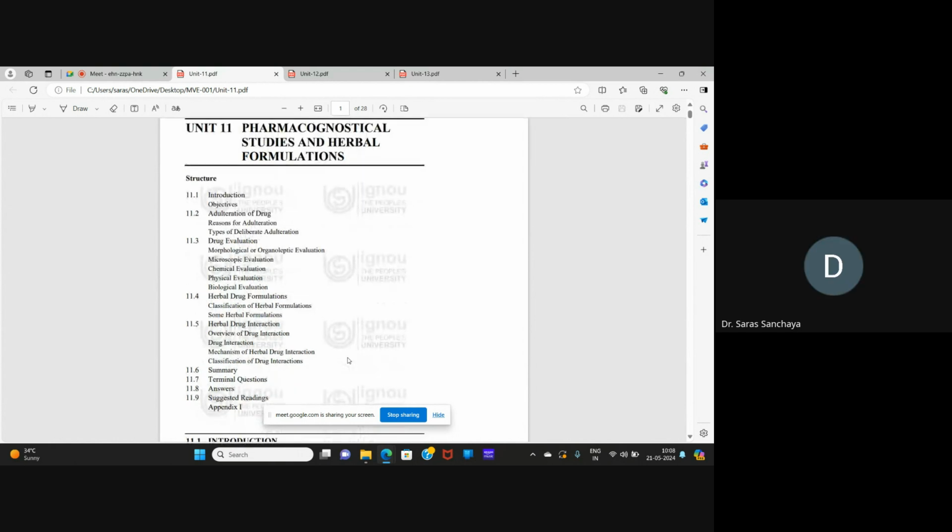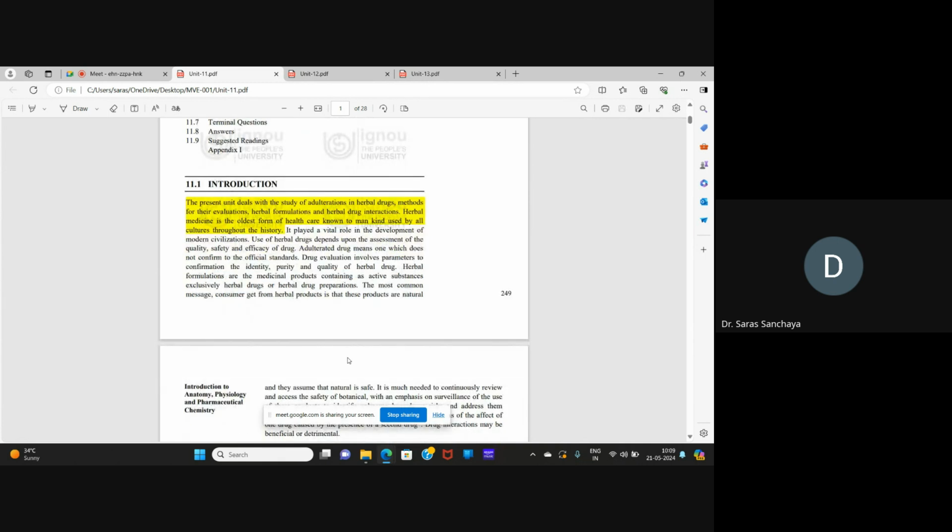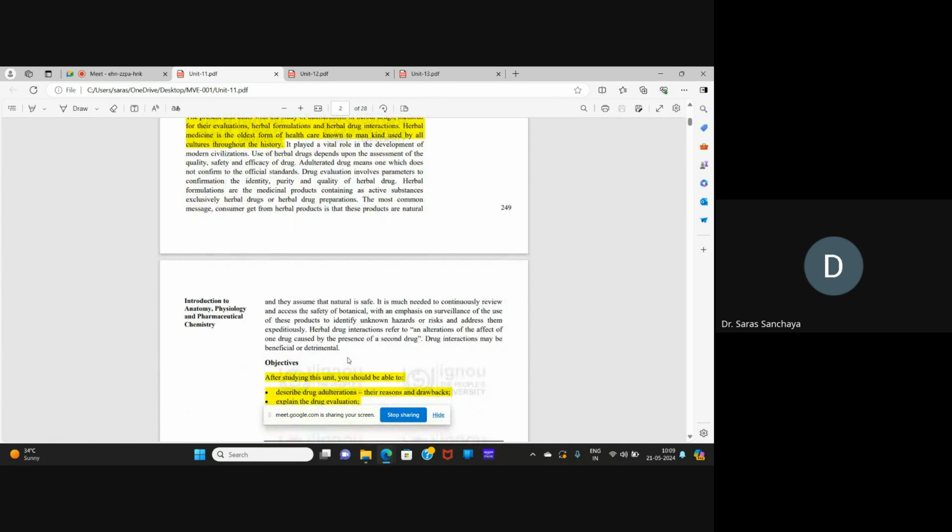Okay, thank you. So unit 11 is pharmacognostical studies and herbal formulations. The present unit deals with the study of adulterations in herbal drugs, methods for their evaluations, herbal formulations, and herbal drug interactions. Herbal medicine is the oldest form of healthcare known to mankind, used by all cultures throughout history. It played a vital role in the development of modern civilization, and nowadays also it is doing a lot of help in the medicine.